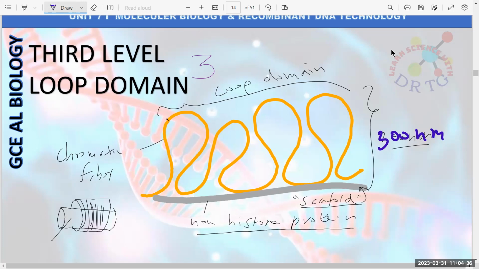So if you recall how this diameter changed, DNA is 2 nanometer, beads on string 10 nanometer, chromatin fiber is 30 nanometer, and loop domain is 300 nanometer. Right? So 2, 10, 30, and 300.